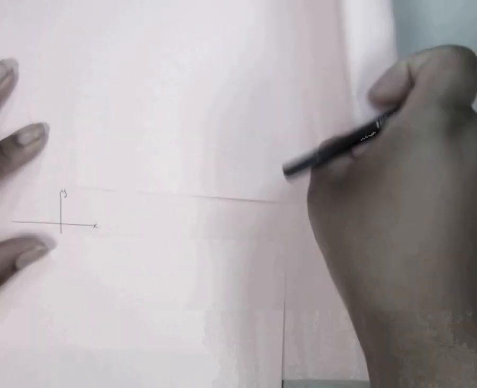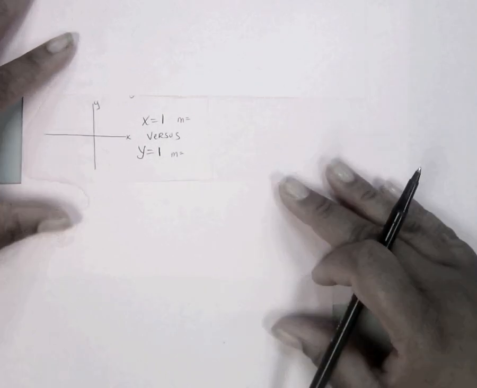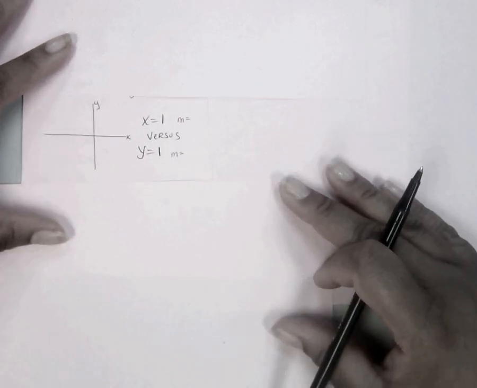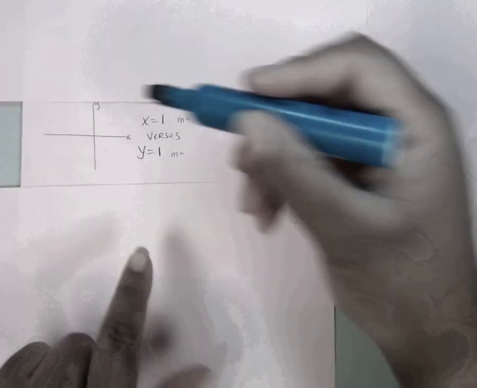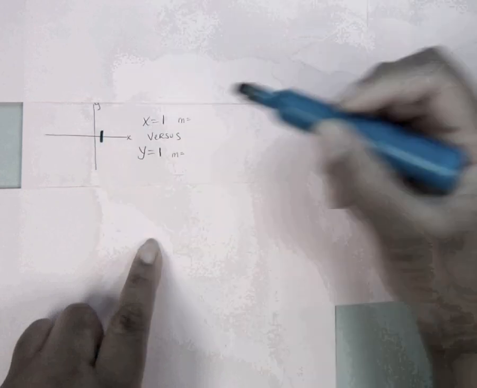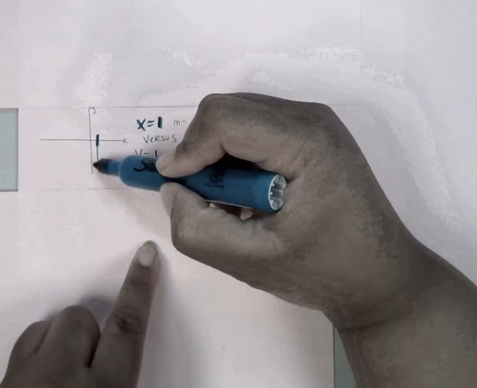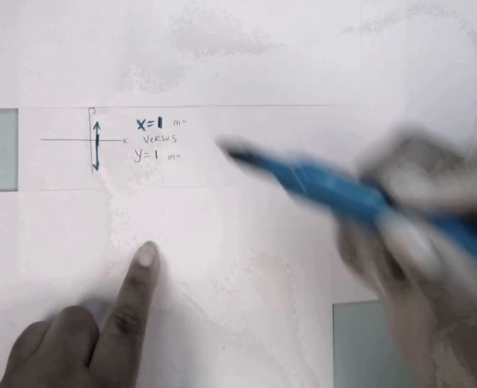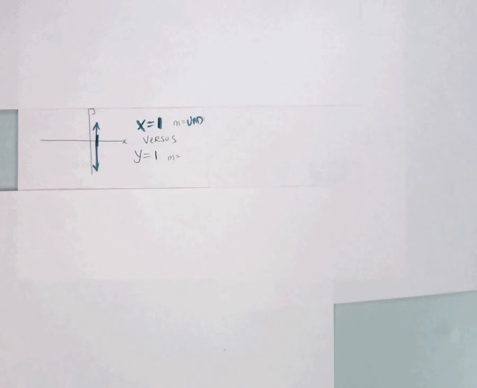I want to talk about X equals 1 versus Y equals 1. Which axis do you put X equals 1? I'm going to do that in blue. On the X-axis. What is the slope of that line? Undefined. I use UND for abbreviation purposes.